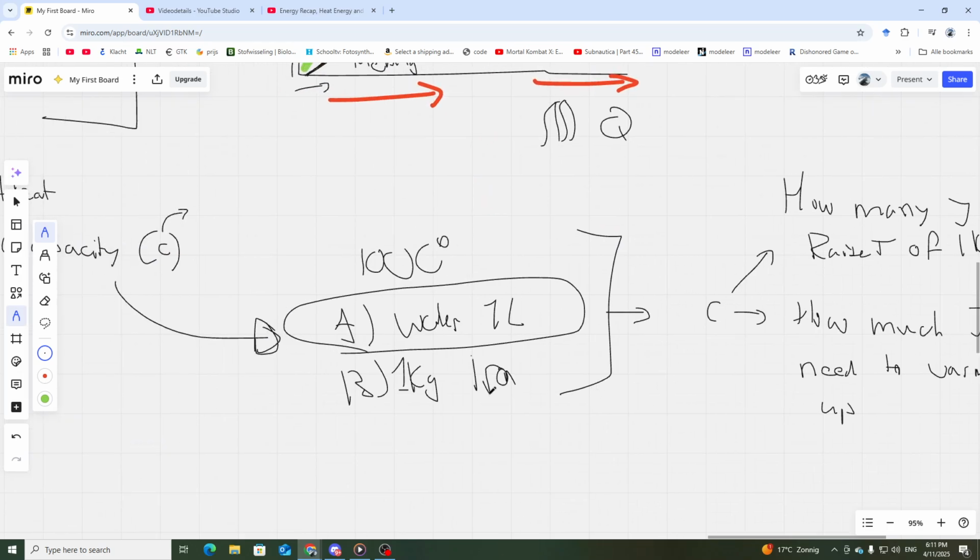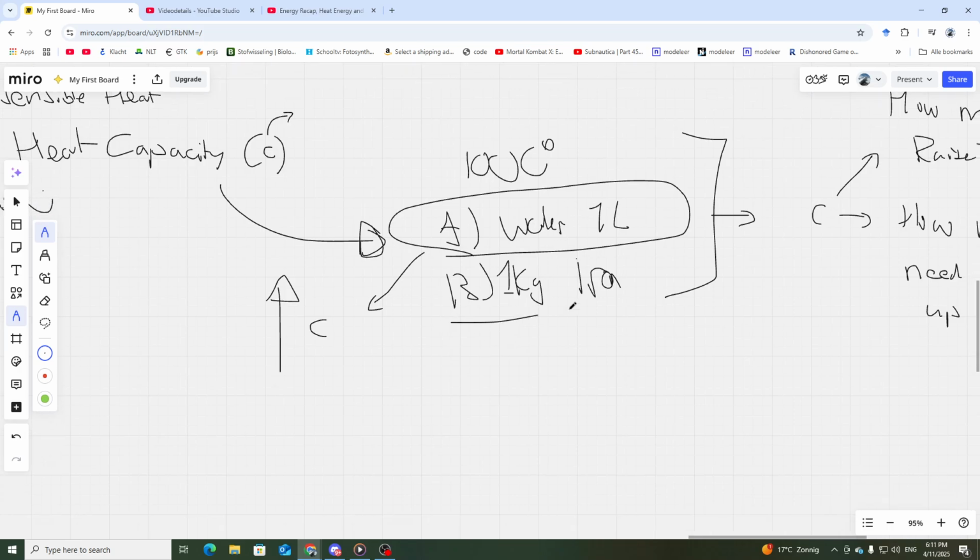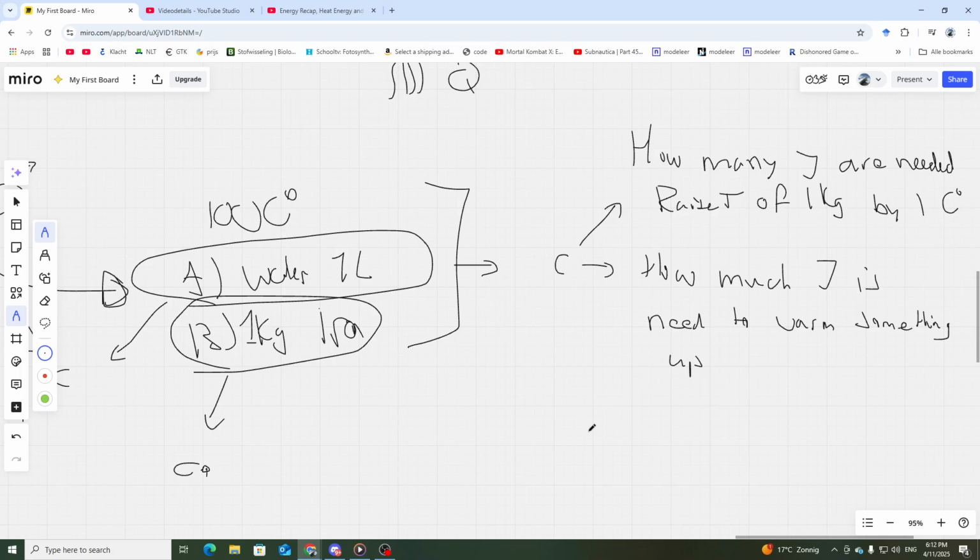And now if we come back to this question, I'm telling you right now, water has a huge C, a massive C. It has a very high specific heat capacity. Now, what does that mean? It takes a tremendous amount of energy to increase the temperature of water. Whilst 1 kilogram of iron has a little specific heat capacity. What does that mean? It's very easy to warm this up.